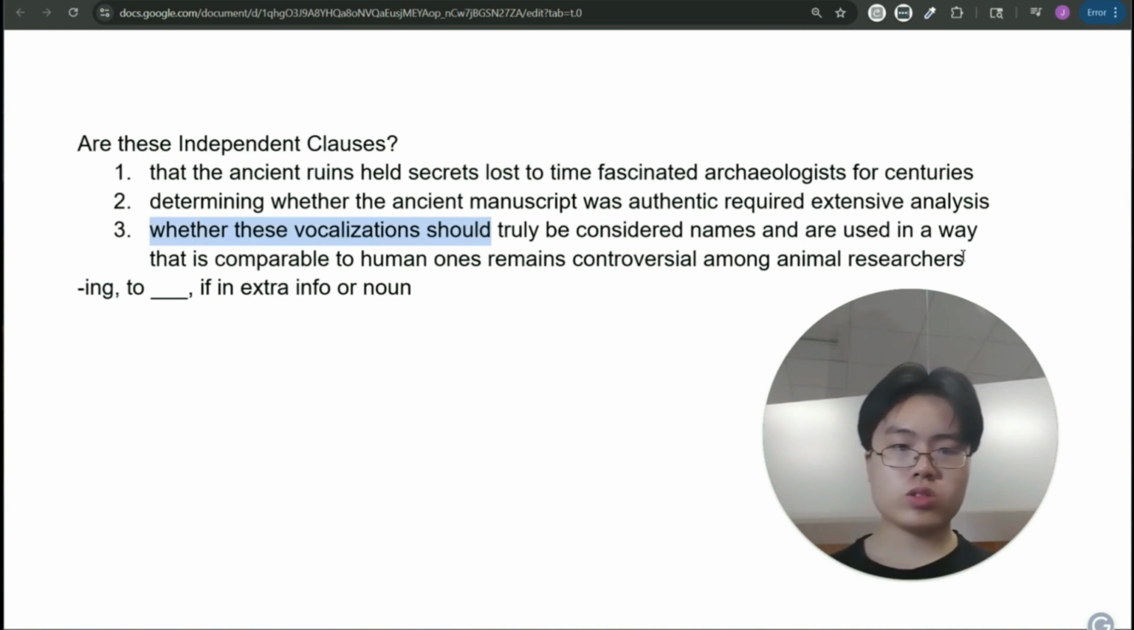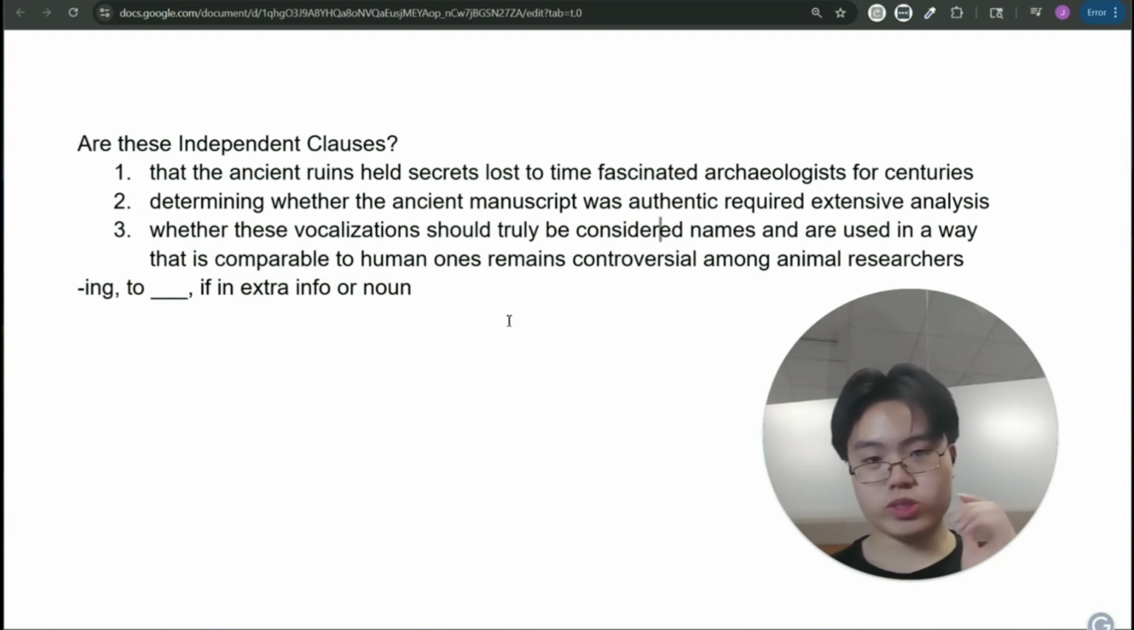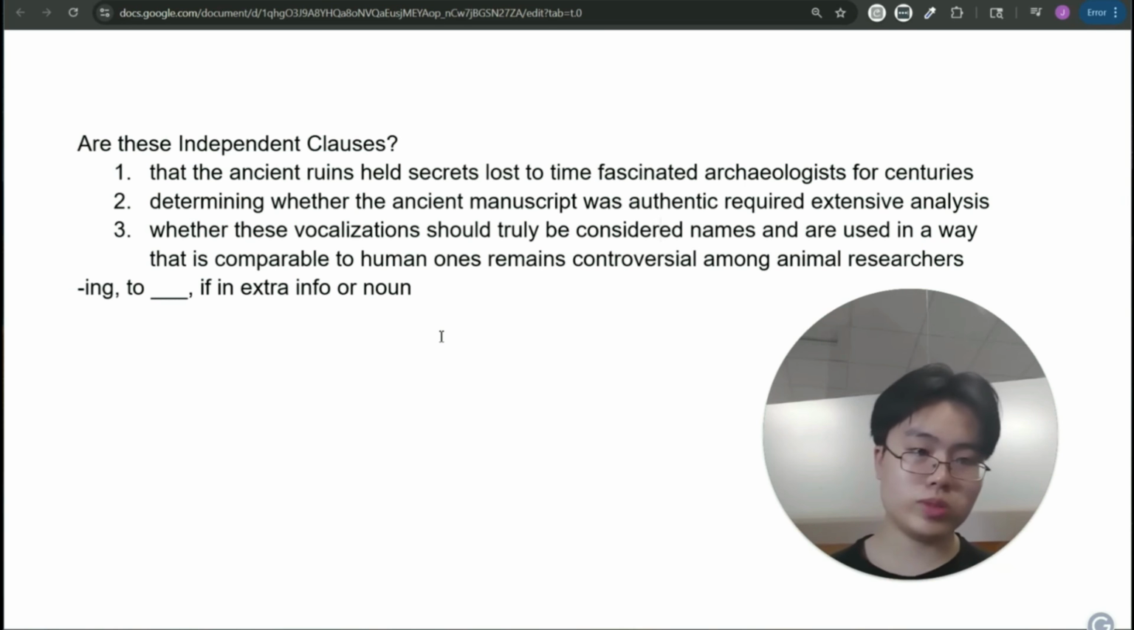Last thing, let's go over this third one. Whether these vocalizations should truly be considered names and are used in a way that is comparable to human ones remains controversial among animal researchers. There are lots of verbs in here. See if you can find all the verbs, actually.